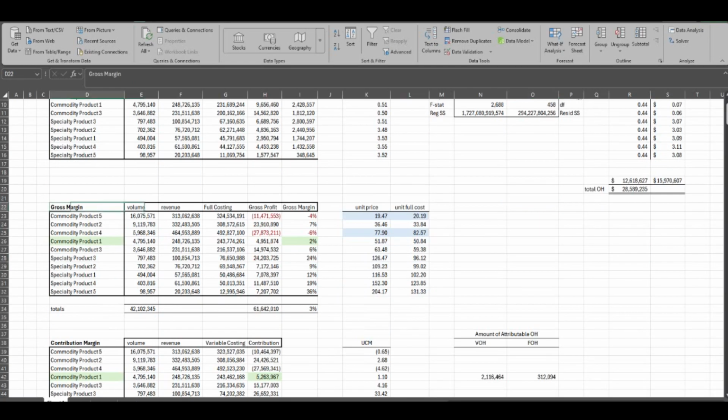If we're going to look at it from a gross margin perspective, and standard look, we're going to run revenue, full costing, right? So that's going to be all of the direct materials, direct labor, and the SG&A costs assigned to each product. And we come out with a couple of negatives for our gross profit, right? Commodity 5 and 4 here. And we can see the margins on them, pretty slim on the commodity products, which makes sense if that's kind of a standard non-customized product line. And just for giggles, I broke out unit prices and the full unit cost.